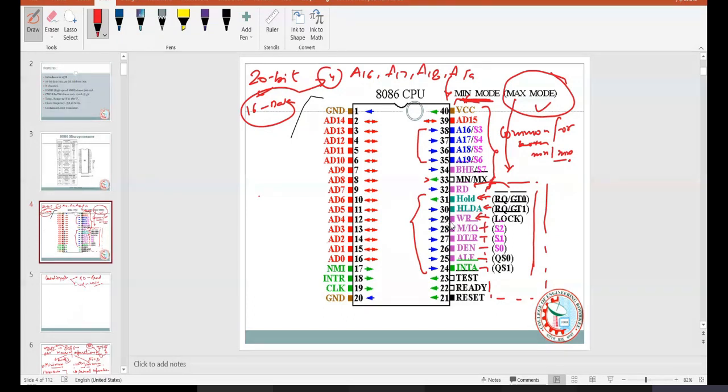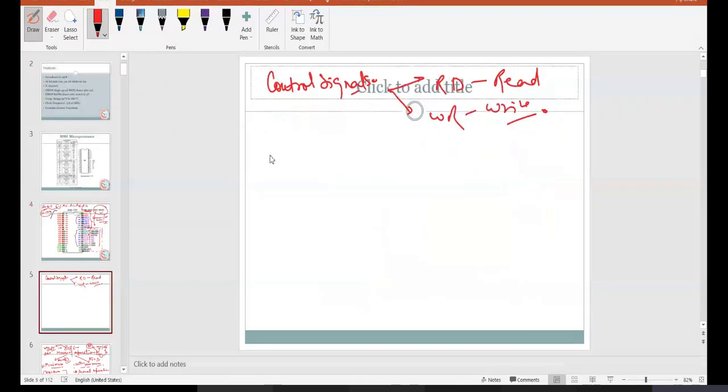Fine. After that, this hold and HLDA. Hold, and along with the hold we have HLDA. They both come under the category of direct memory access, DMA. They are the signals which come under a different category which deals with DMA.